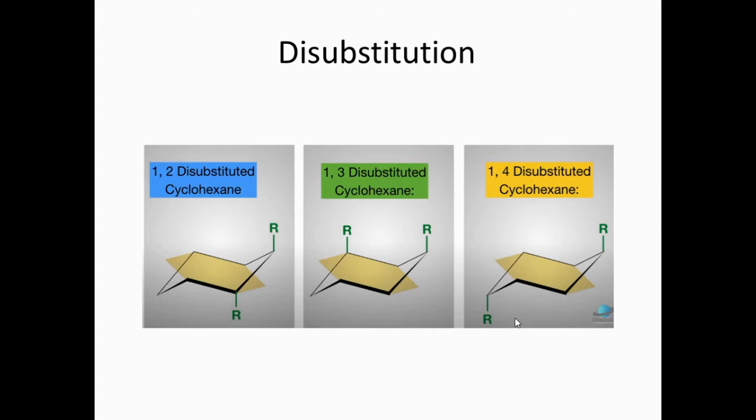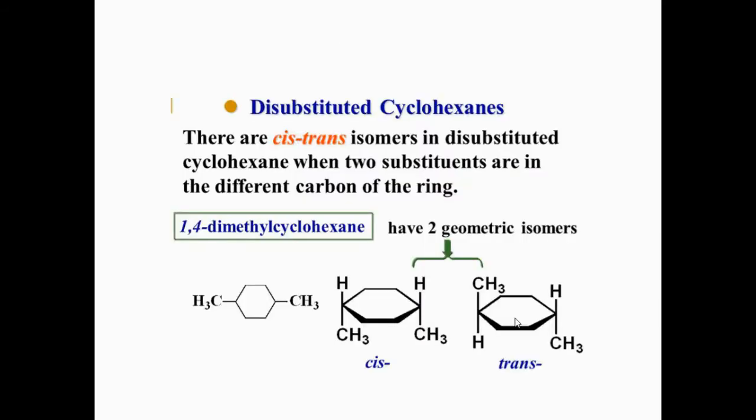Next, disubstituted cyclohexane. Disubstitution may be 1,2, 1,3 or 1,4. In the case of disubstituted cyclohexane, cis and trans isomers can exist. That means stereoisomers are possible in disubstituted cyclohexane, depending upon the position of the groups. If the groups are on the same side, it is a cis form. If the groups are on opposite sides, it is a trans form. So stereoisomers exist in disubstituted cyclohexane.